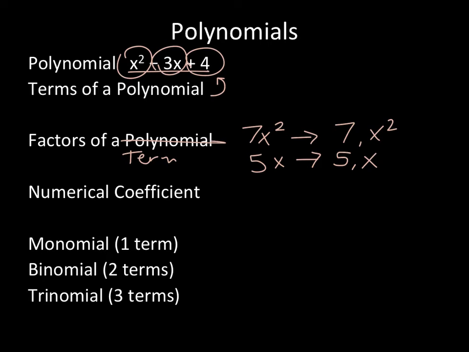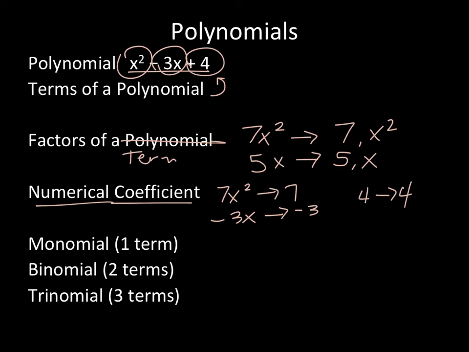Numerical coefficient is the factor of a term that's a number. So if I was looking at 7x squared again, my numerical coefficient is just the number in front of my variable. If I had a negative, like minus 3x, my numerical coefficient would be negative 3. Also, if you just have a number, 4, the numerical coefficient is just 4. So you don't necessarily need a variable.